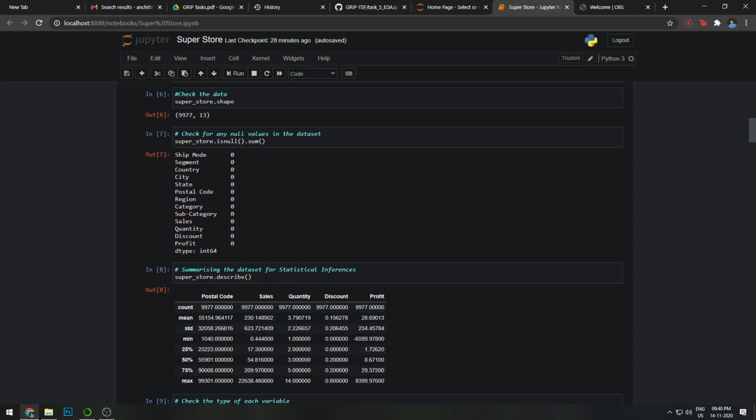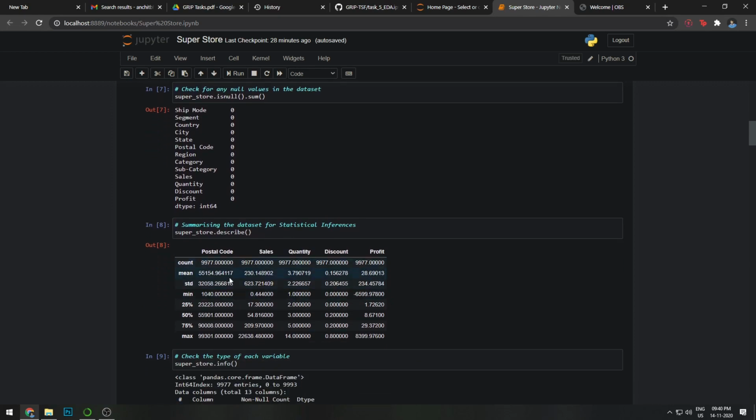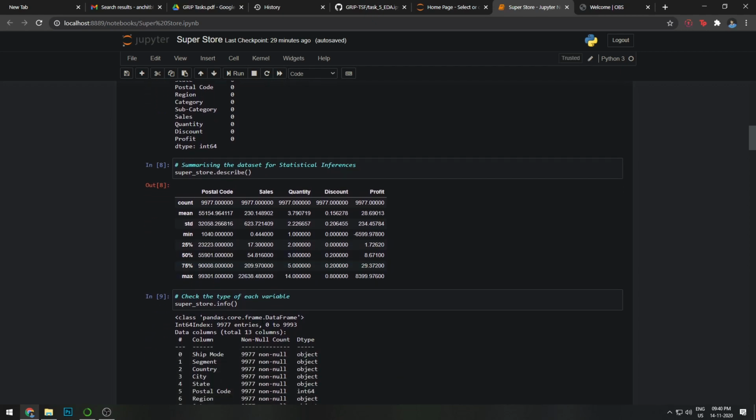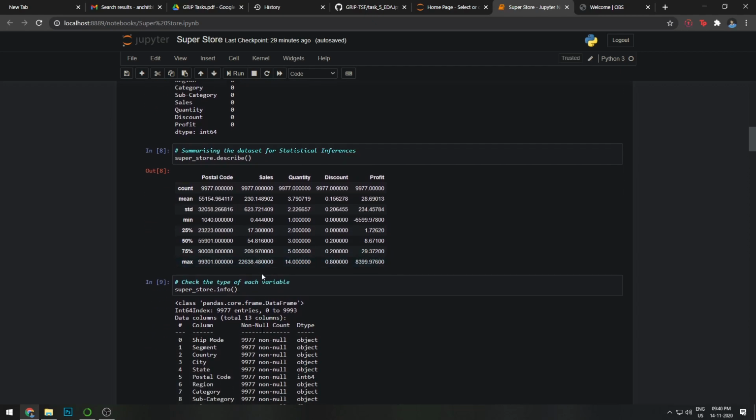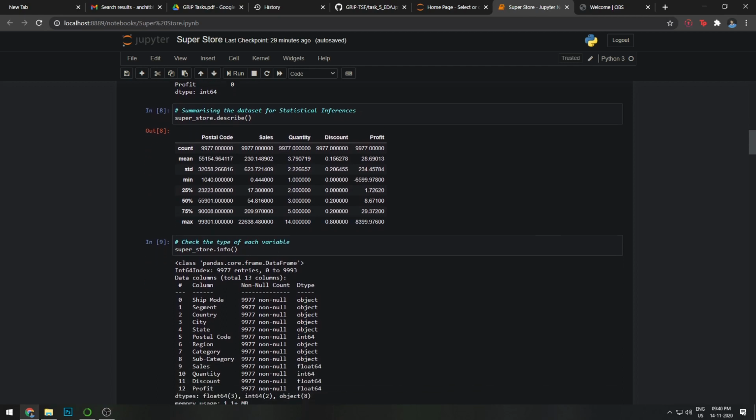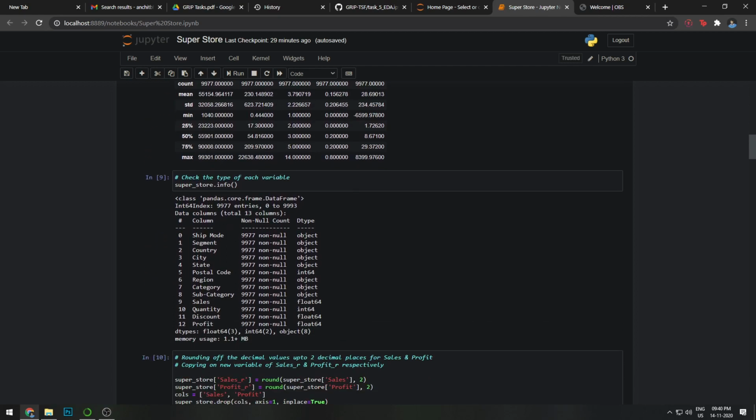We'll use the describe command. So as we can see, it gives a summary of our entire dataset, and we can see in the profit margin that there are a certain amount of outliers present. There's a considerable difference between the 75th percentile and the maximum value. Same is the case for the sales as well. Huge amount of difference, as we can see. So we'll work on this in the later part. Then we'll use the info command to see the types of our dataset.